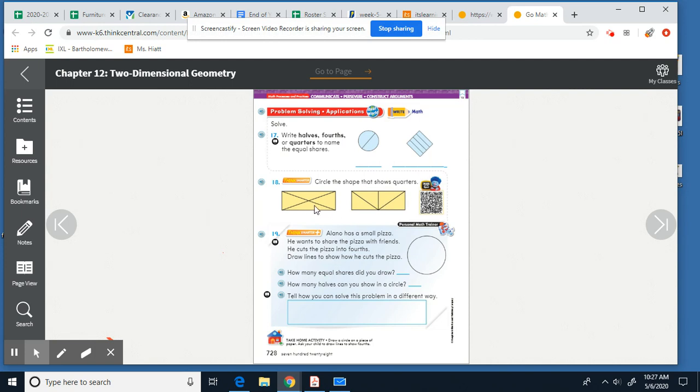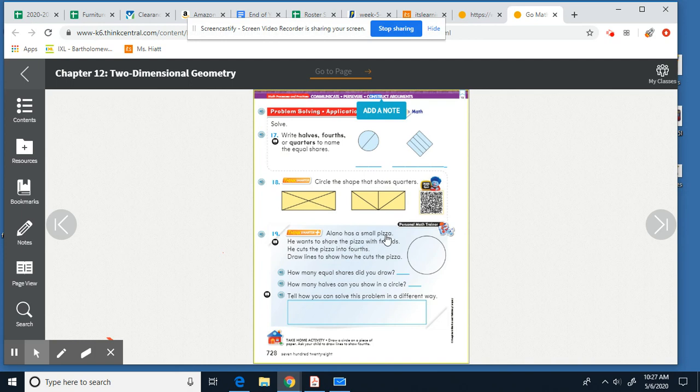Which one of these shapes shows quarters? Think about it. Yep, if you look at it, it's got to be this one, because see how it's got 4 equal parts, and see these triangles are not the same size. So that would not be quarters, okay?